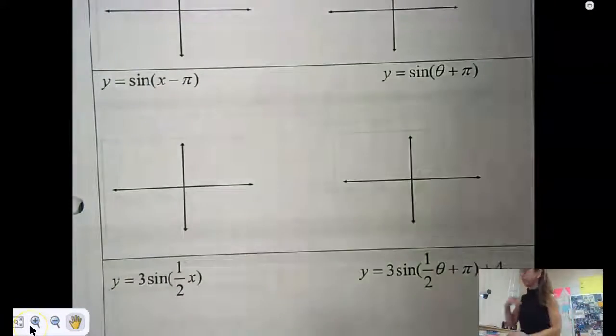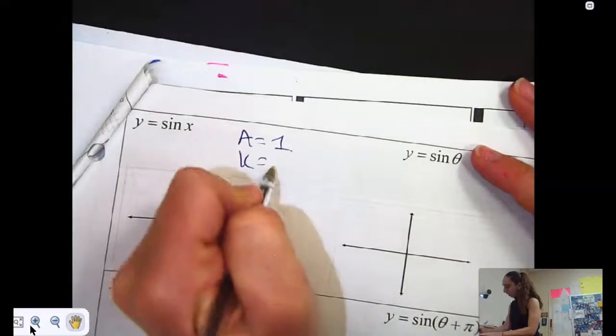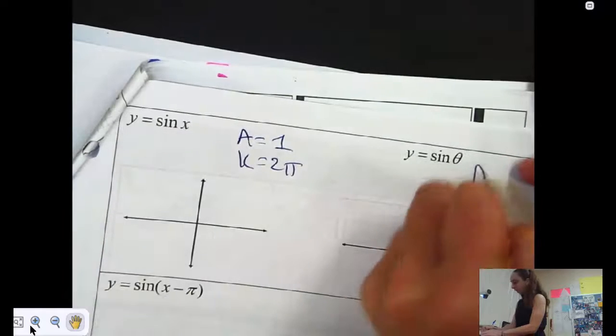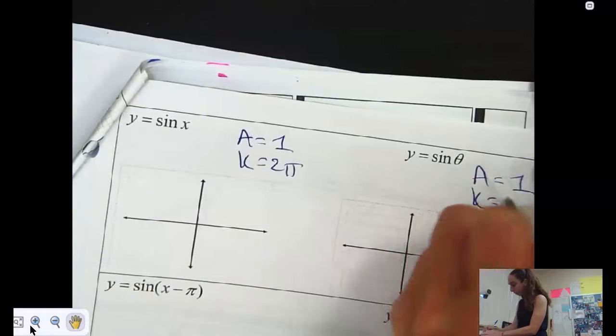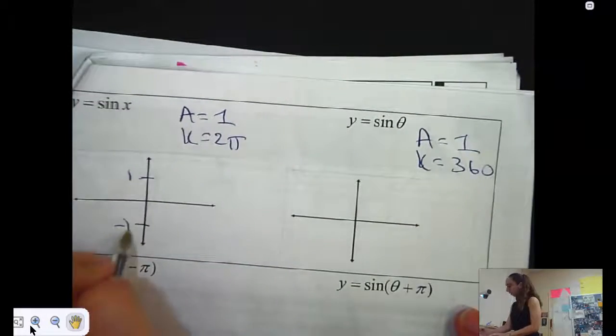For graphing, I'm going to do that on the next video. Or actually, it's only 6 minutes in. I can do it in this video. All right. Sine. So we do our A, we do our K. 1 and 2 pi. A equals 1. K equals 360. So 1, negative 1.